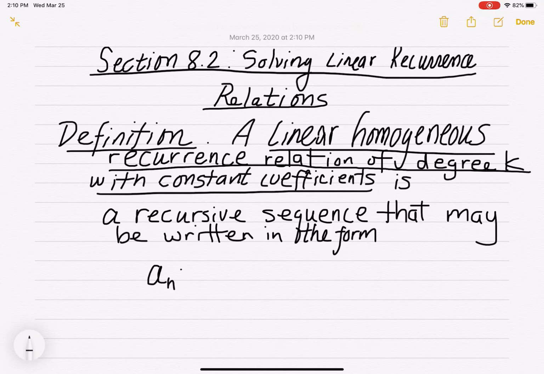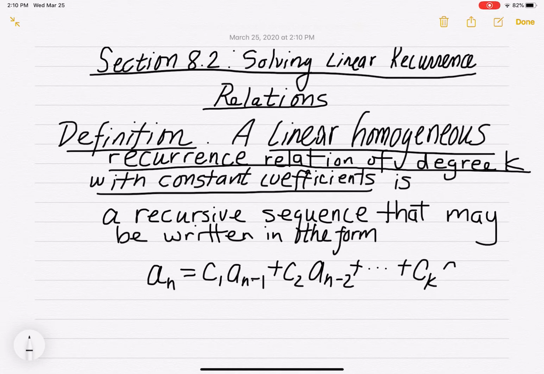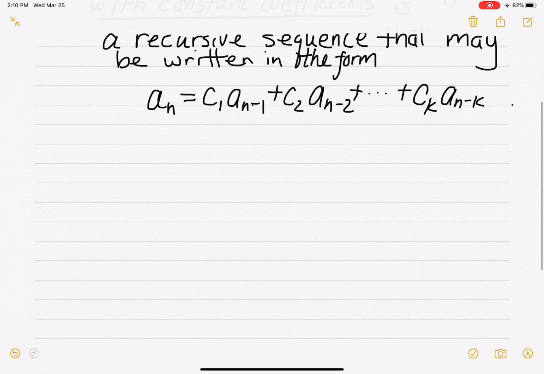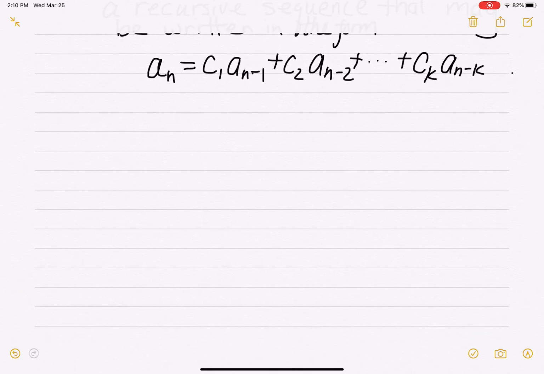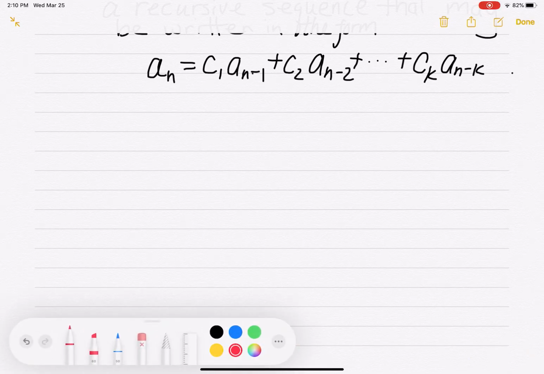a_n equals c_1 a_{n-1} plus c_2 a_{n-2} plus so on and so forth, c_k a_{n-k}. So this here is the form of a linear homogeneous recurrence relation of degree k with constant coefficients. So just some notes we want to add here. Notes.